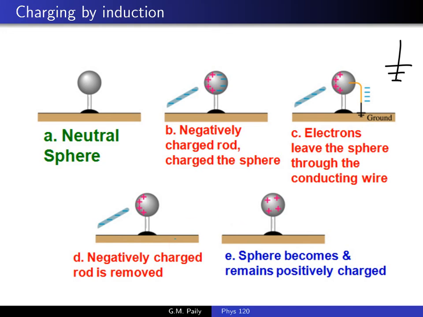And now finally, we remove the negatively charged rod. The positive charges were previously held on this side by their attraction to the negative rod, so once the negative rod goes away, the positive charges spread out over the sphere. In this way, we have now charged the sphere with a positive charge. Notice how we started with a neutral sphere and a negatively charged rod, and we ended with a negatively charged rod, which has now been taken away, and a positively charged sphere. The excess electrons on the sphere were removed to the ground.